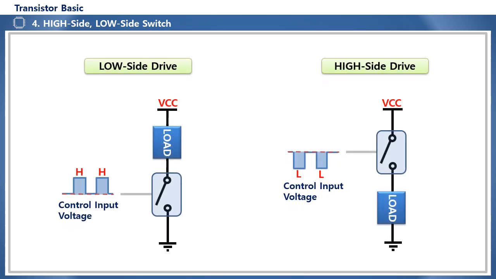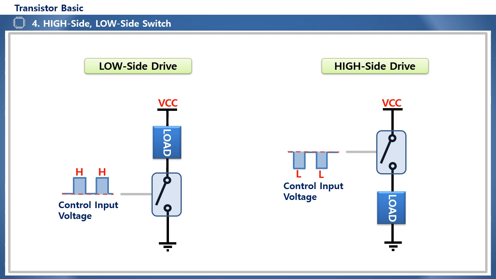This time, let's learn about the concept of low side and high side switches. For external loads, placing the semiconductor switch on the ground side is called low side driving, and placing it on the power side is called high side driving. The low side driving method is a commonly used method, and since the control input voltage or current is applied with respect to the ground, NPN or NMOS is applied. And it is an active high method that turns on when the control input is high.